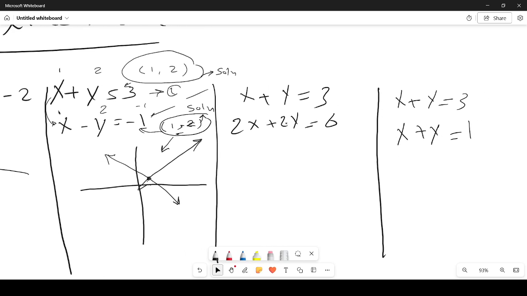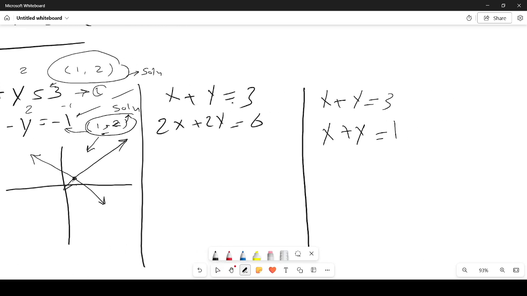Let's see this example: x plus y equals 3, 2x plus 2y equals 6. And if we draw these lines, we will learn how to draw them correctly in another video, but we just want to learn the idea of linear equations here. So they're going to be like two lines lying on each other. Sorry for my bad drawing.